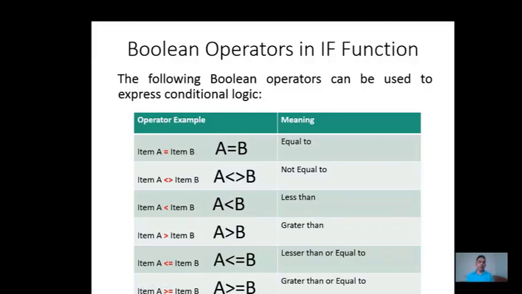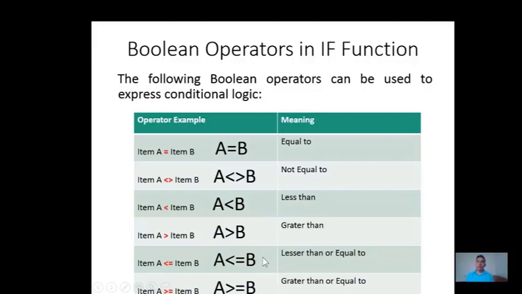Then the third expression can be used if you want to test whether value A, or any value referred to by a cell represented by, let's say, symbol A, is less than that of B. If this condition is satisfied, Excel gives you the result true. If it is not satisfied, the result will be false. So accordingly, these are some of the popular logical expressions. These are called Boolean logical expressions.